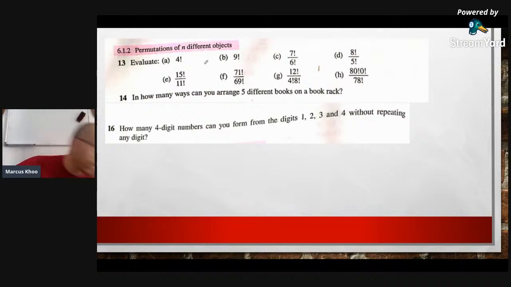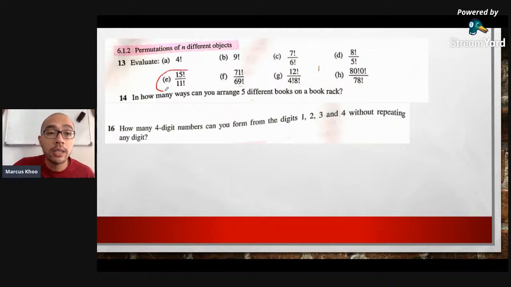What do I want to do? I want to do question A. No, sorry, question D. 9 factorial will be very simple. All you need to do is press 9, shift, factorial, and then you will get the answer 362880.